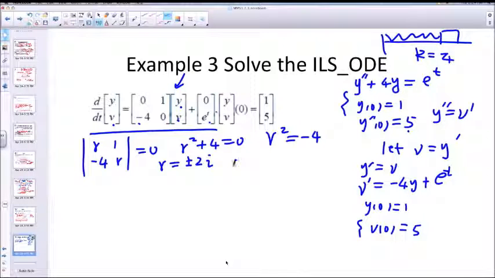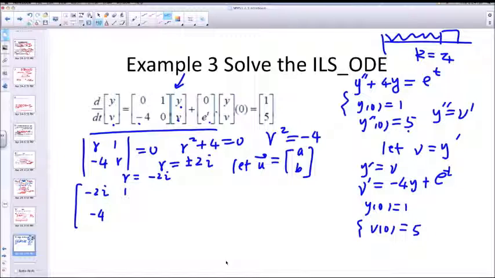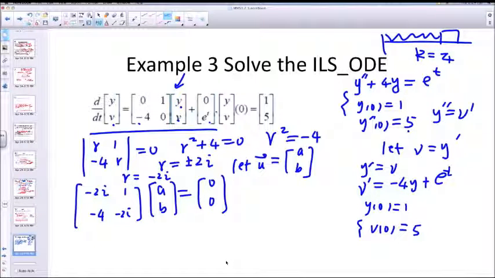Well, what's next? I'm going to let u equal this eigenvector, and then for r equal negative 2i, I put it here: negative 2i, 1, negative 2i, times a and b equal 0. And then, of course, you can let a equal 0, b equal 0. That's the worst choice. You definitely don't want that trivial solution. The good news is these two equations are exactly the same equation. You only have one equation, by the way.